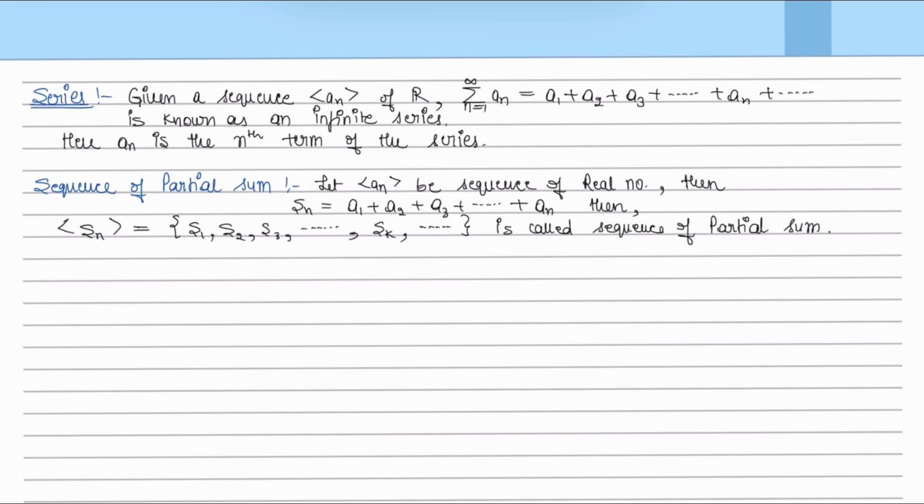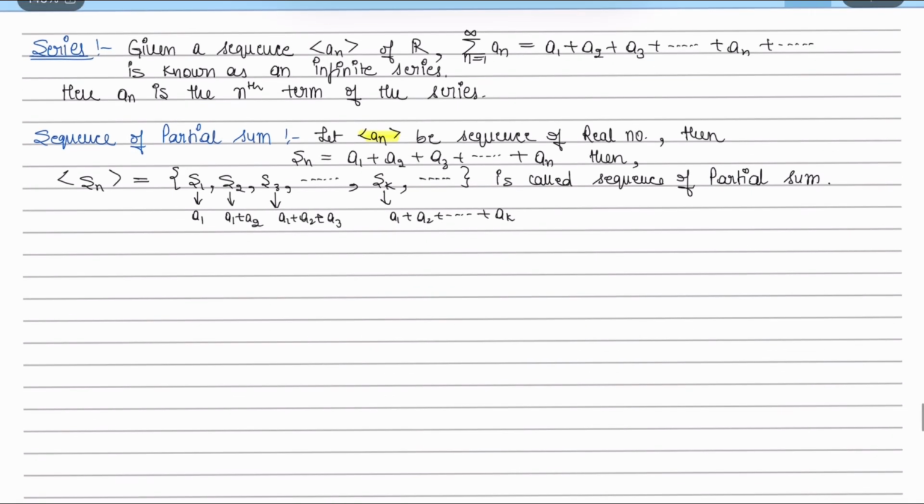Here we need to note that S1 is nothing but the first term of the sequence an, and S2 is the sum of the first two terms. Similarly, S3 is the sum of the first three terms. Similarly, Sk is the sum of the first k terms of the sequence an. So this sequence is known as the sequence of partial sums.